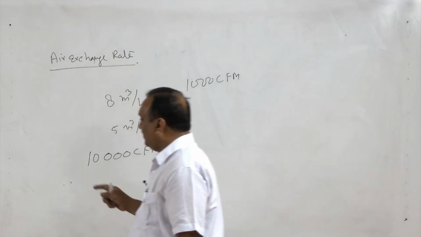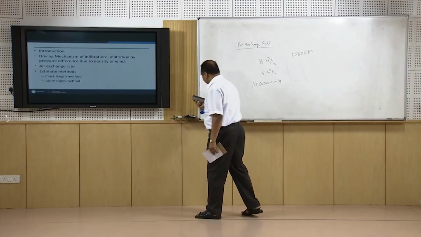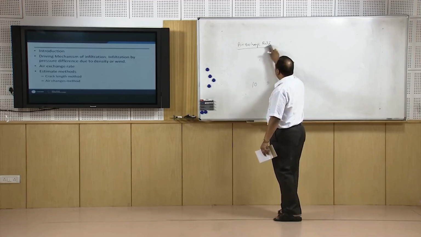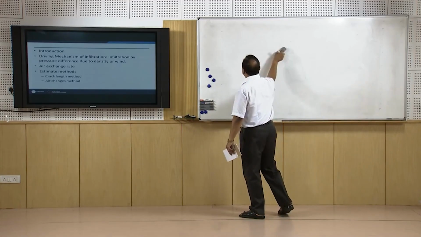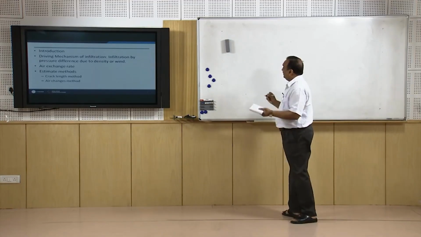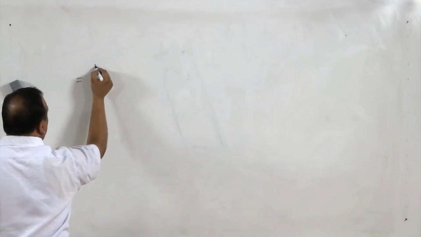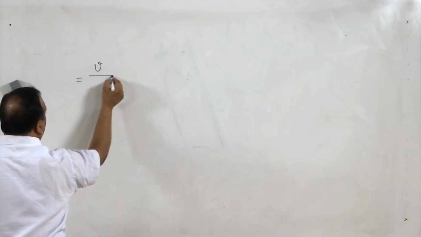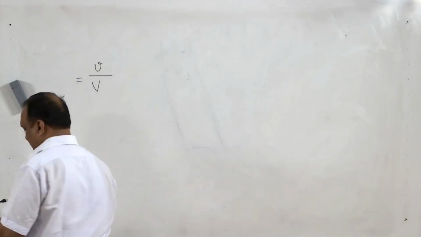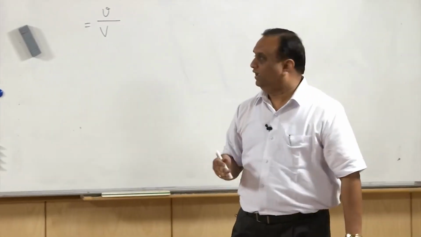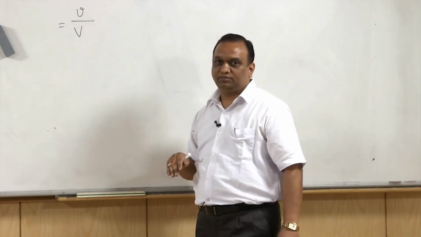That is why air movement in the building is always normalized with the volume of the building or the volume of the occupancy, and that is known as air change rate. It is equal to the volumetric flow of air in the room divided by the volume of the room. It means the movement of air in the room per unit volume of the room.